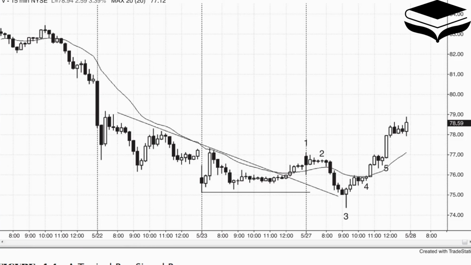Figure 4.1, a typical bi-signal bar. The 15-minute chart of Visa V shown in Figure 4.1 shows a break above the bear trend line and then a 2-legged sell-off to a lower low below yesterday's low. The point of this chart is to show what signal and entry bars are, and the particular setup patterns will be discussed later in the book.